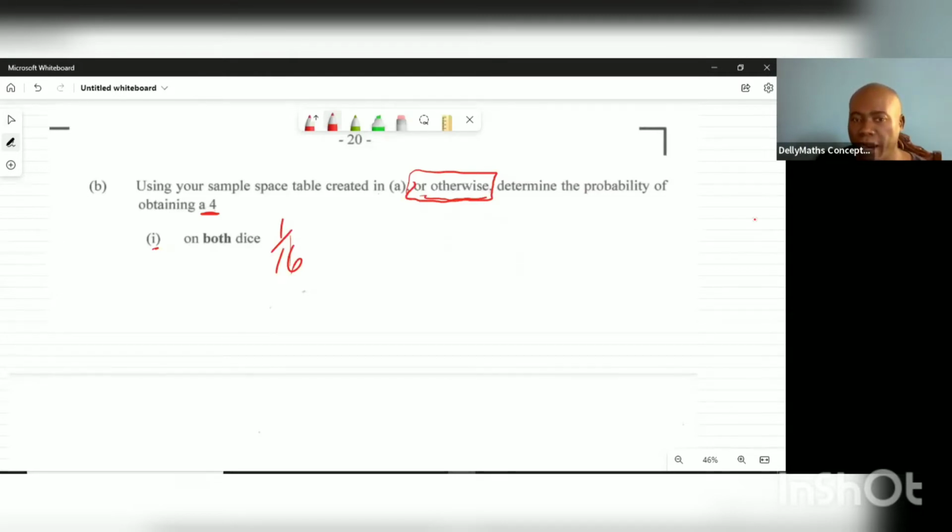For the otherwise, which is just giving you alternative ways, you're thinking of 2 independent things being thrown. What's the possibility of getting a 4? It's 1 chance out of the 4.